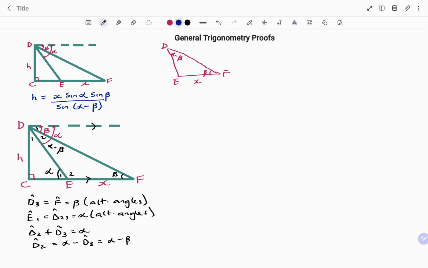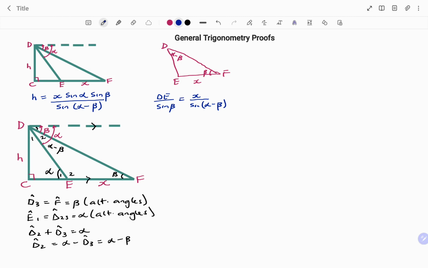Therefore, using our sine rule, we have side DE, which is the side we are looking for, over the sine of the angle facing DE, that's sine beta, equals side x or EF over the angle facing x, which is sine, I'm going to put that in a bracket, alpha minus beta.